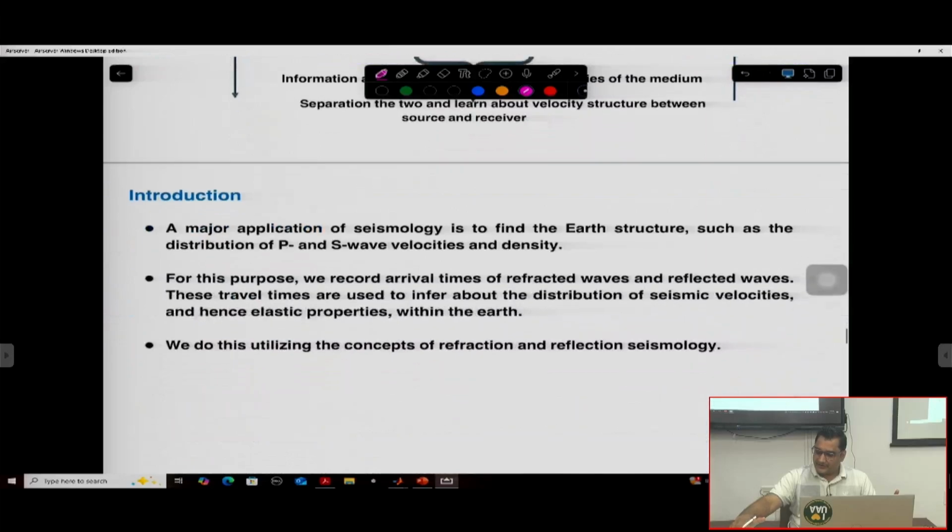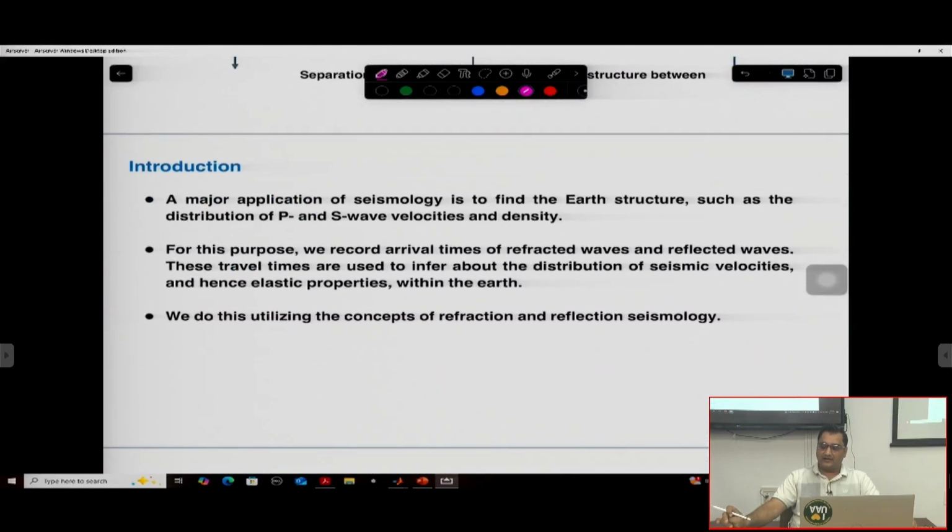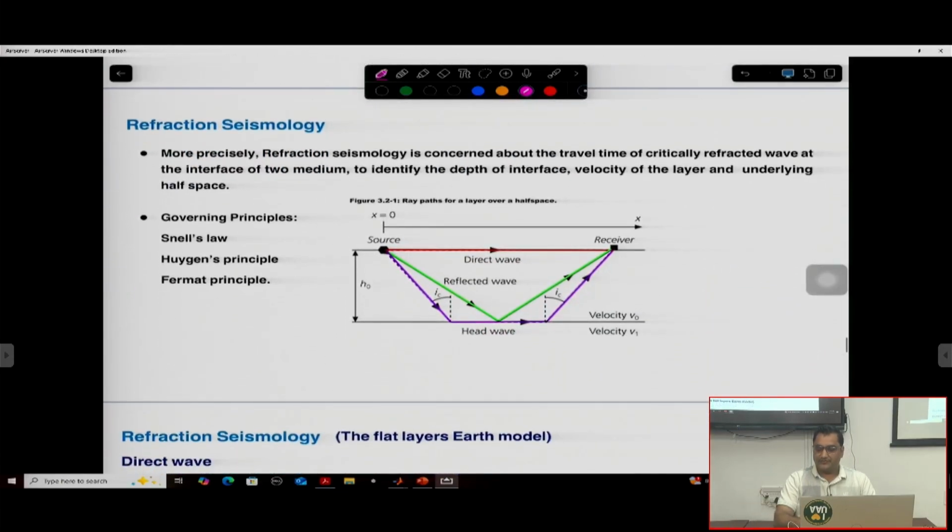So what is the fundamental of refraction seismology? This is the major application in terms of finding out the earth structure, such as the P and S wave velocity distribution and the density. In this part of seismology, you use the arrival times of refracted or reflected waves, and these arrival times may be used to infer the distribution of the seismic velocities, which is perhaps the indicator of the elastic properties of the soil. Using this, we are going further. First we will start with the refraction seismology.